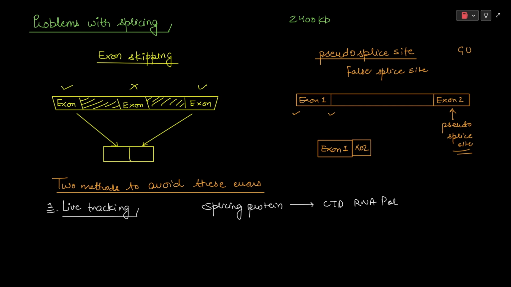So now you do also remember, I hope, from the previous video on transcription, that the tail, the CTD of the RNA polymerase, is present quite near to the RNA exit channel, where the RNA which has just been transcribed exits. So as soon as a splice site comes out, these splicing proteins which are present on the CTD, quite near to the RNA exit channel, bind to it, right?